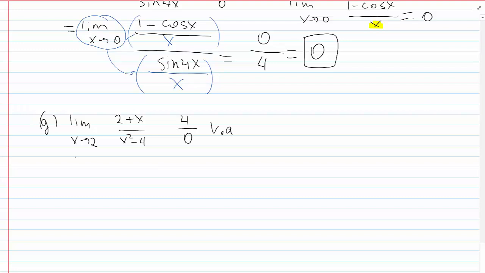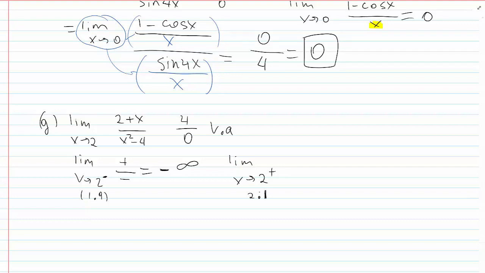And just like we did before, you can confirm that as you approach it from the left side, with a number on the left of 2, like 1.5 or 1.9 would be better. The top is positive. The bottom is 1.9 squared, which is less than 4, so that will be negative. Positive divided by a negative is negative, and we know it's going to infinity since you're dividing by 0.